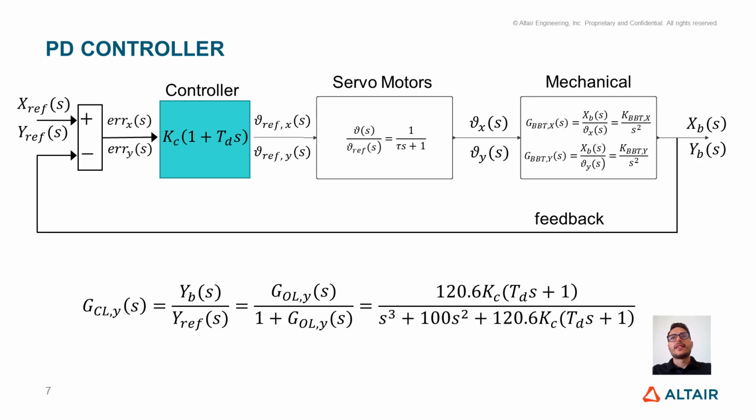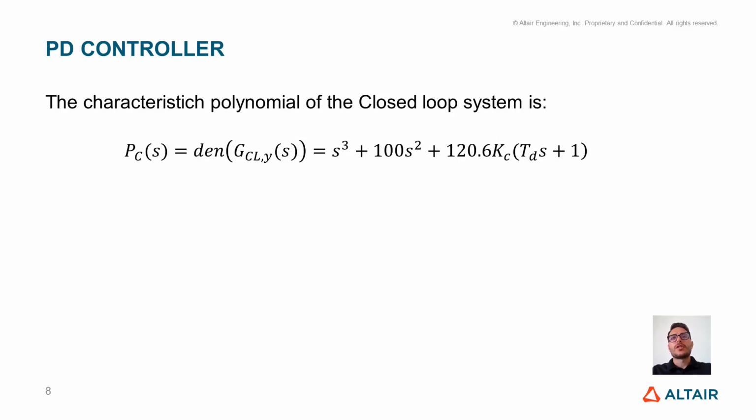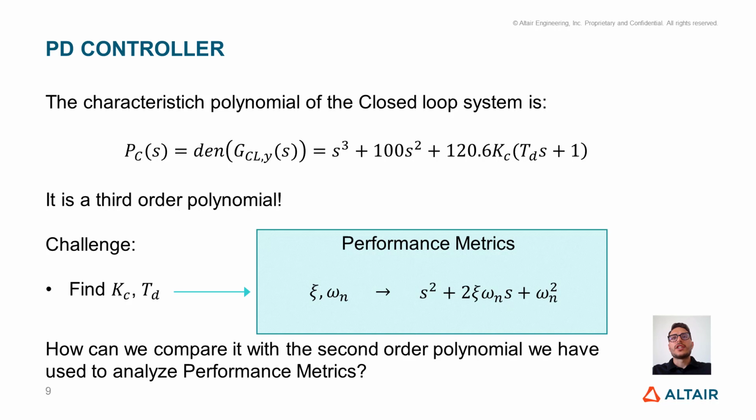We can see that we still have a third order transfer function. This time though, we have introduced a zero. Let's focus on the denominator, which is also known as the characteristic polynomial. It is a third order polynomial. Here, the challenge is to find the design variables which satisfy some performance requirements.